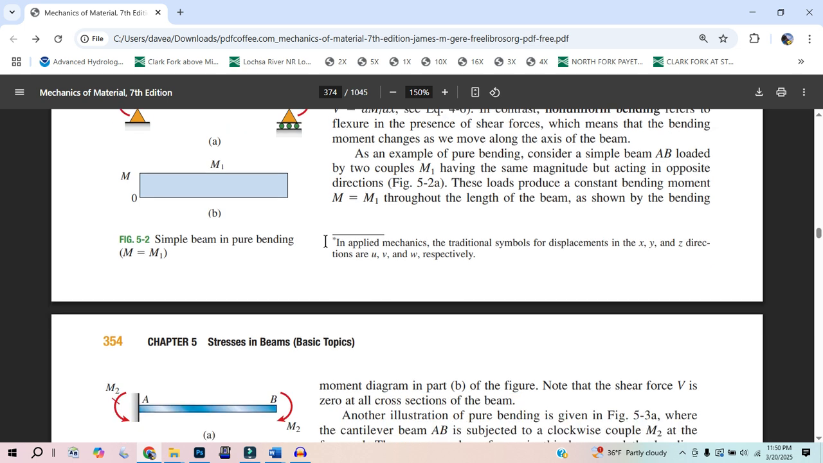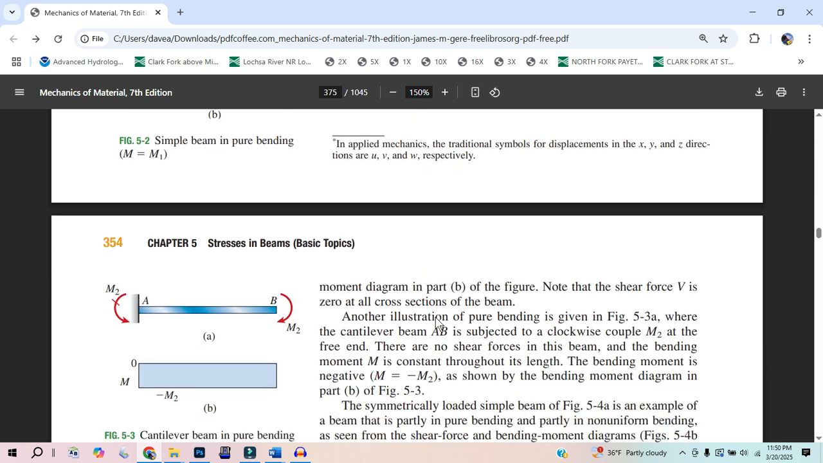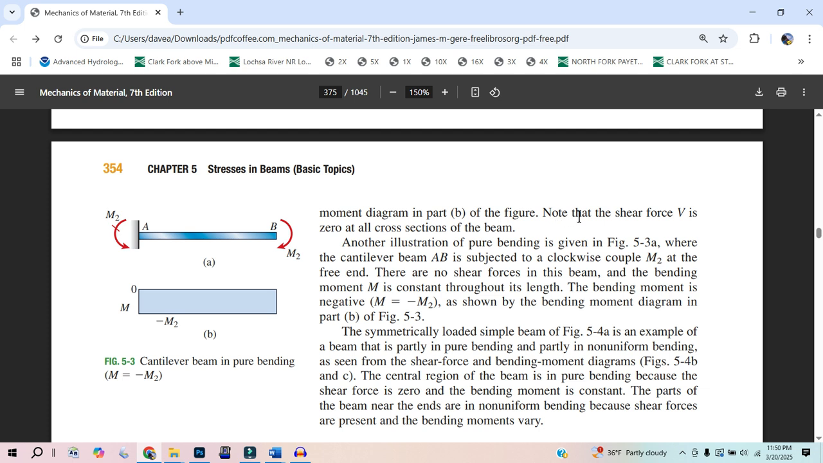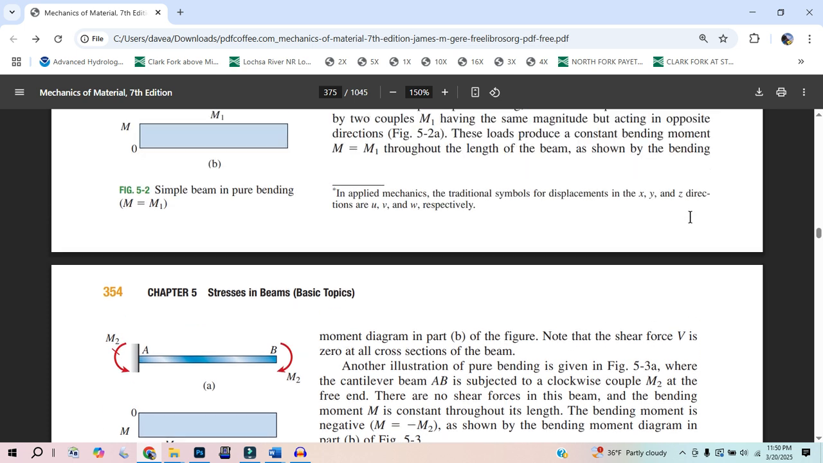Cool. As shown by the bending moment diagram in part B, that's what we were talking about in that figure. So note that the shear force V is 0. We already talked about that.